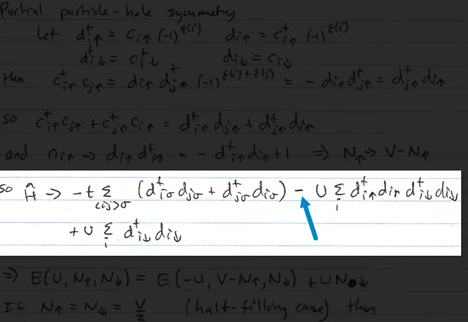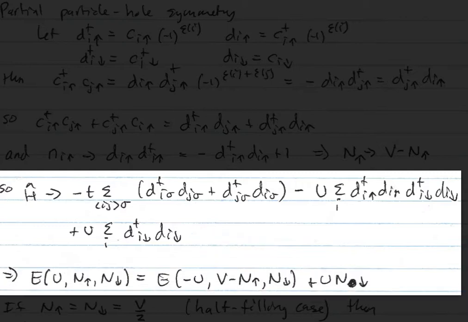It's going to be a minus U times d dagger I up, d I up, d dagger I down, d I down. That's because the down spin operators are unchanged by this transformation. And then there's an extra term that's coming from that 1 that's going to give me a plus U sum over I, d dagger I down, d I down.